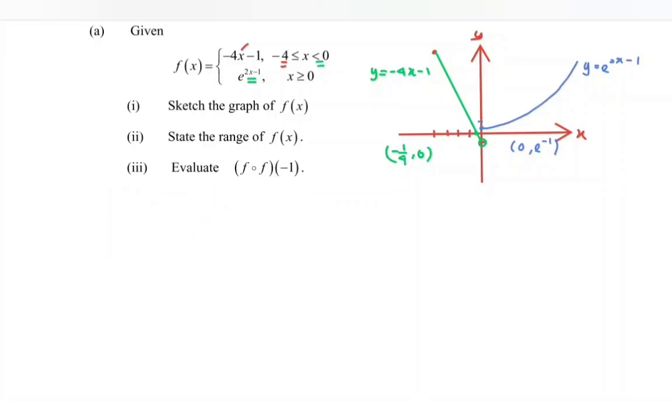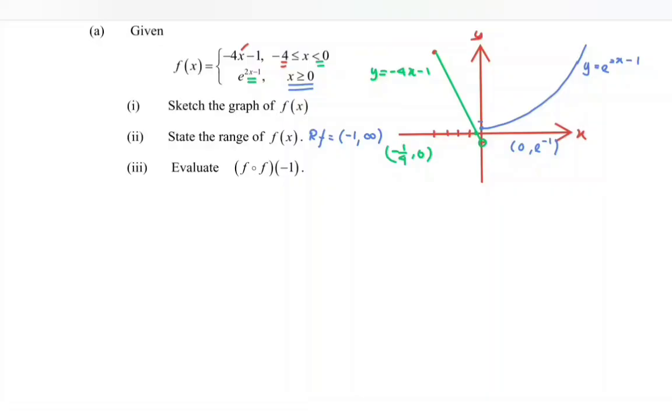Number 2. State the range of f(x). So based on the situation, here we have the range. It refers to the graph. The range of f would start from negative 1, which is the minimum point, until the maximum, where we have the exponential. Because x is greater than 0, this one will keep moving up. So that is the range.